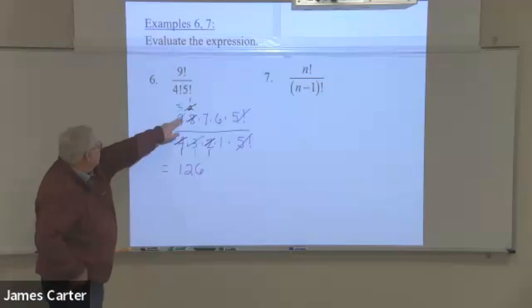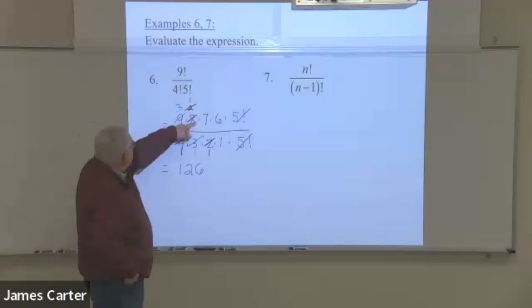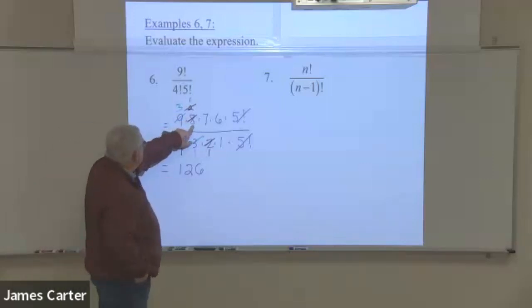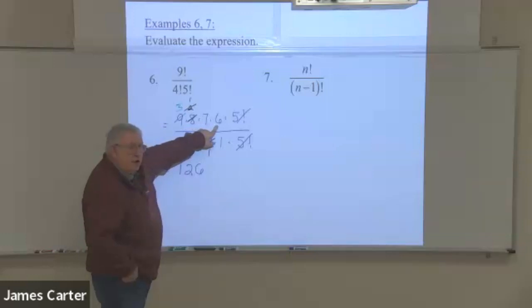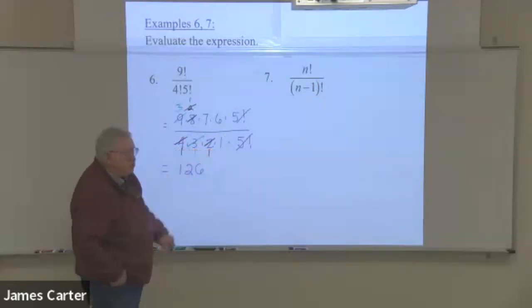Now, do you have to cancel this way? No, but you can. And doing this canceling is easier than multiplying 9 times 8 is 72 times 6 is I don't know what, and then long dividing it by 4 times 3 is 12 times 2 is 24.